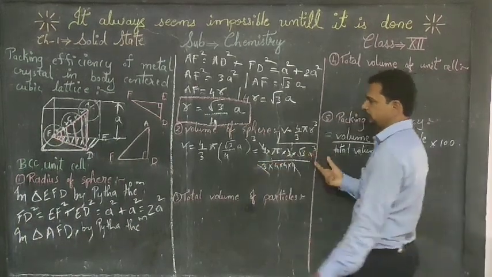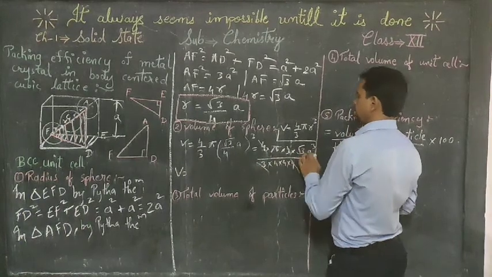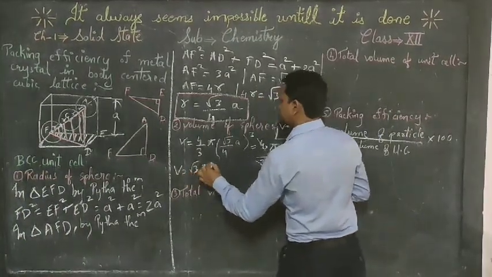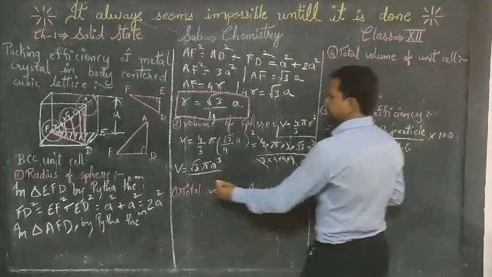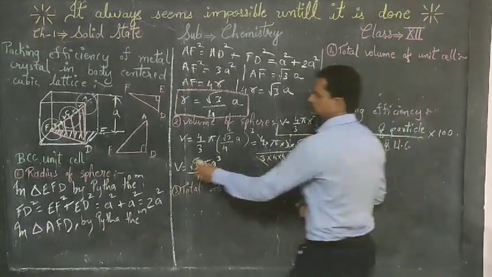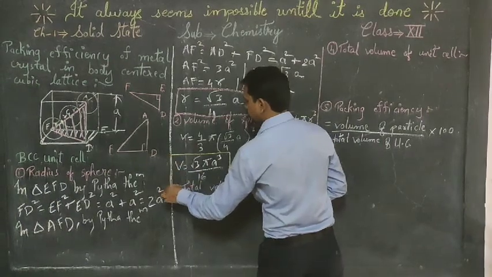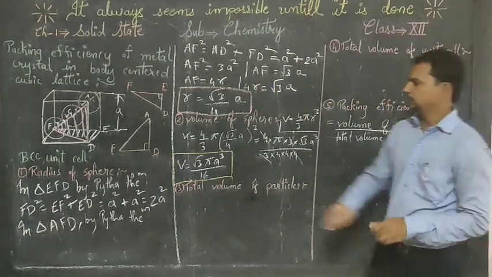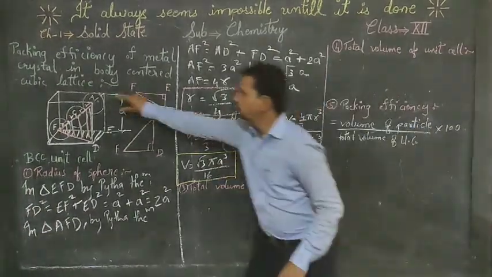Now what is remaining over here? We will see. V, volume, is equal to root 3 pi a cube divided by 4 4s are 16. So in this way we have found out the value of volume of sphere. What is the volume of sphere? Volume of sphere is root 3 pi a cube divided by 16. This is the volume of one sphere.